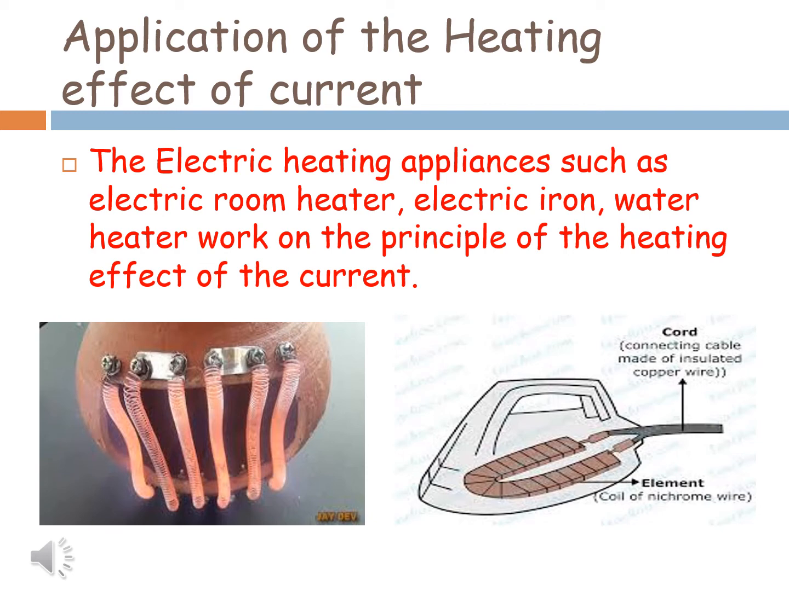So when electric current is passed through this electric heating appliance, a large amount of heat is produced in the element, due to which it becomes red hot. And then this heat can be used for many purposes. For example, the hot electric iron is used for ironing clothes, the hot electric room heater is used for warming the room, and the electric heater is also used for cooking food. This way the heat produced can be used for different purposes.